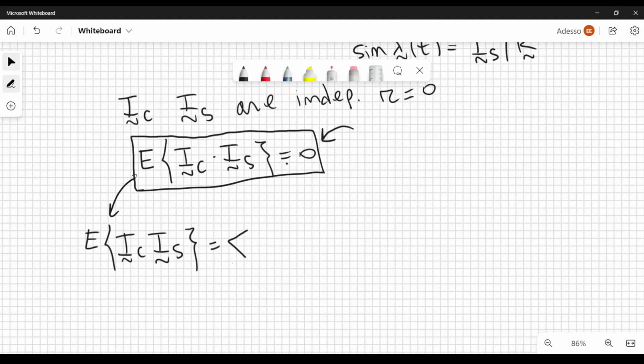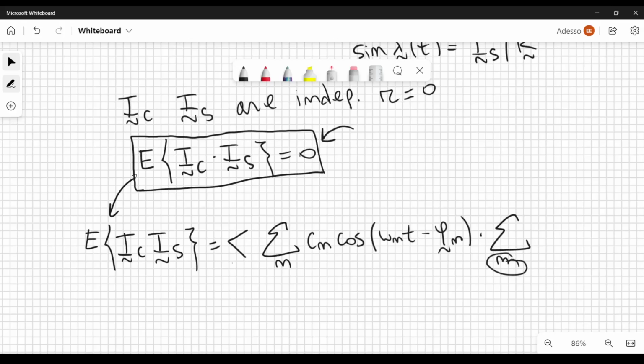Now, let's do one step at a time. So here I will have the variable I sub c. So we have to sum over n, c sub n, the cosines, omega sub n t minus phi tilde sub n. And then I have to take the product with, let's say, now let's change the index. So we are going to sum over m.